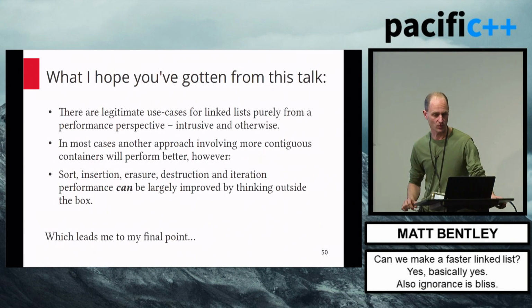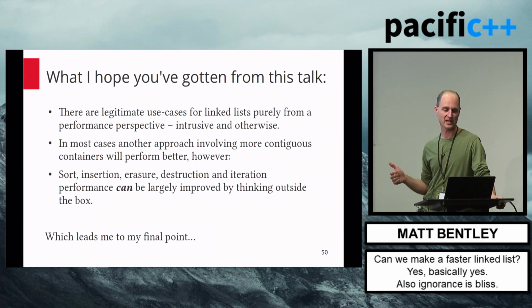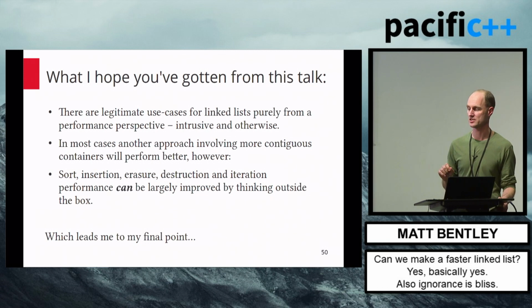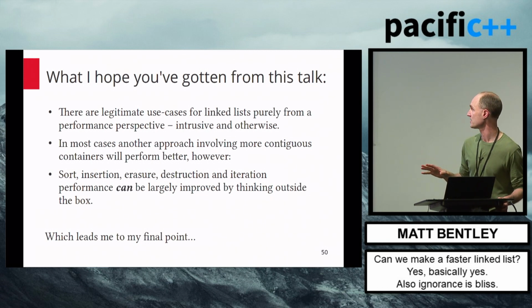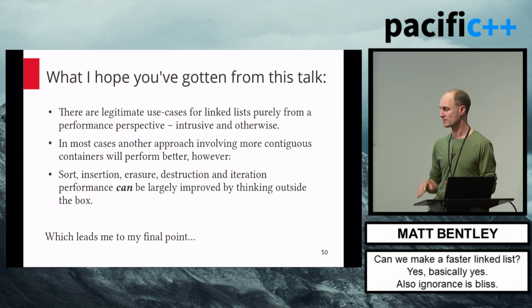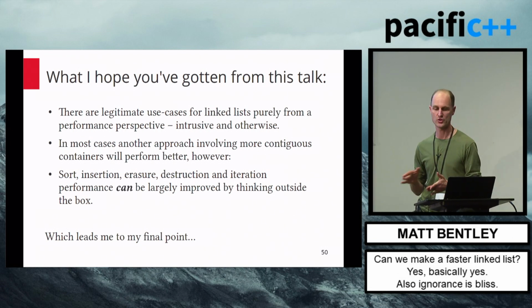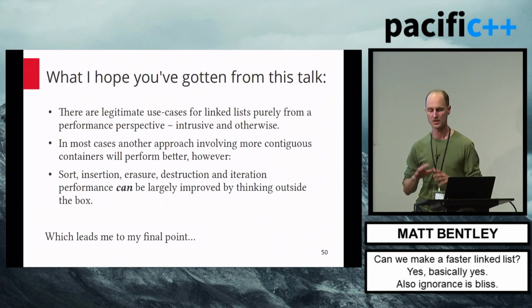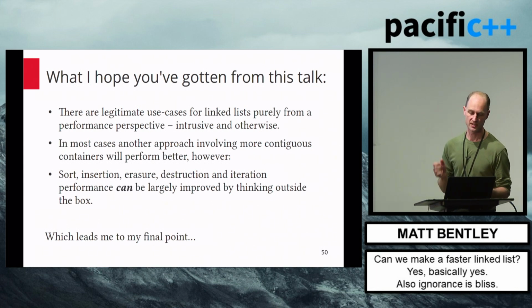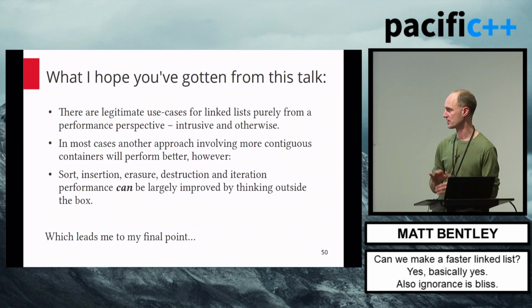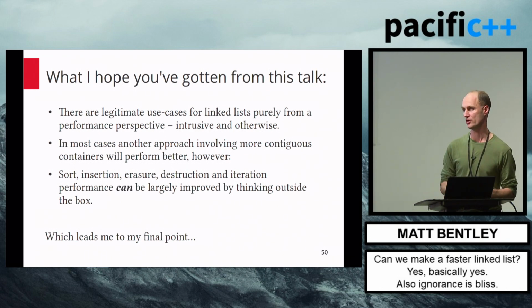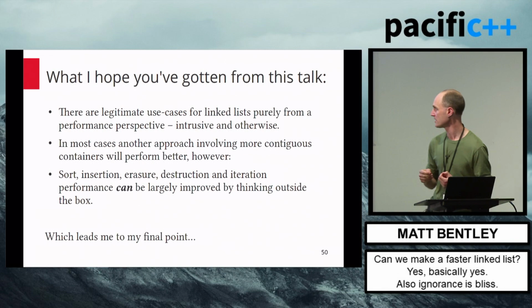So, what I hope you've gotten from this talk is mainly that there are actually legitimate use cases for linked lists purely from a performance perspective and not just from a usability perspective, intrusive and otherwise. In most cases, when you can get away with it, you should use a more contiguous container because generally speaking, across domains, the performance will be better. However, if you think outside the box, you can make a better linked list. And if you have a high ordered modification to iteration ratio, you should think about it a little bit.